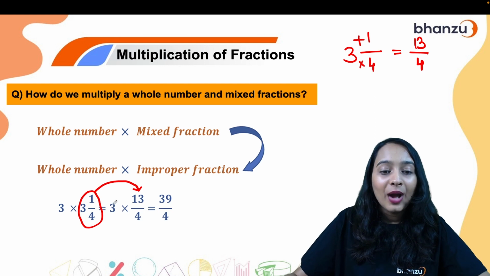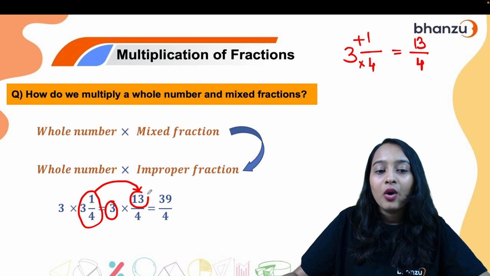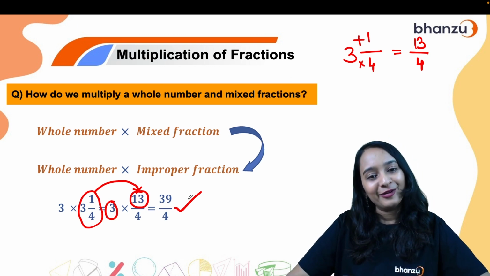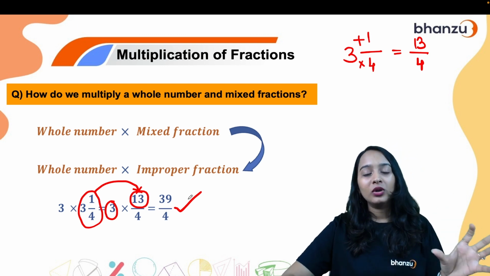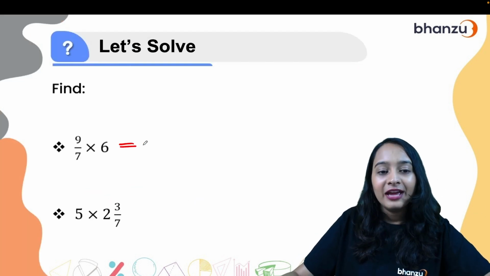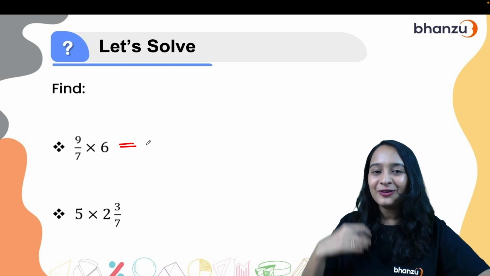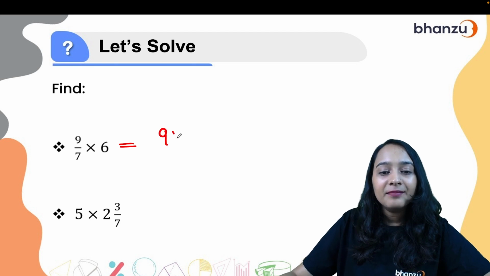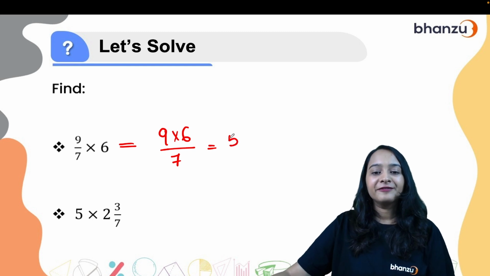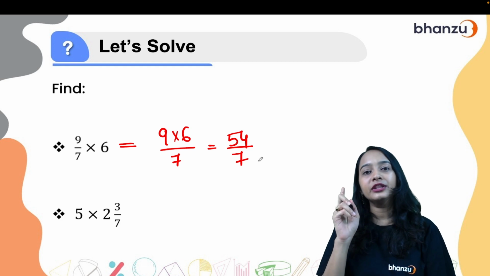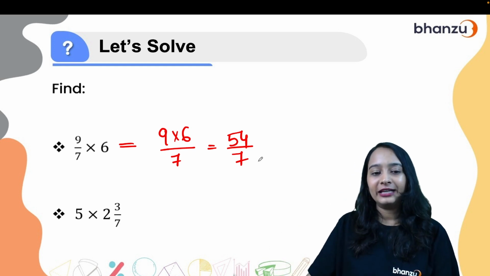So what will I do? I'll multiply the whole number with the numerator. So there you go, 39 by 4. That's how you multiply a whole number with a mixed fraction. Let's take a few questions here to solve. If you understood, then you can pause this video and solve and later check if you got it right or wrong. Now here, 9 multiplied with 6 by 7 is 54 by 7. You're just multiplying the numerator with the whole number and keeping the denominator as it is.